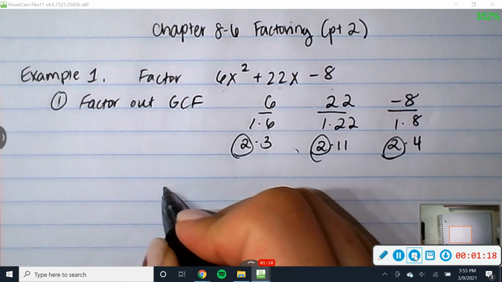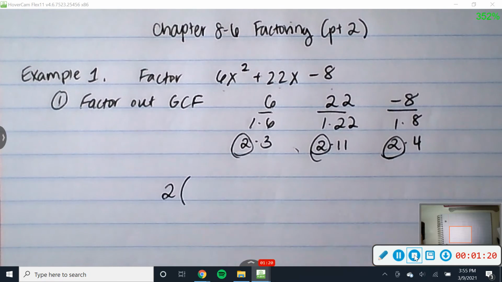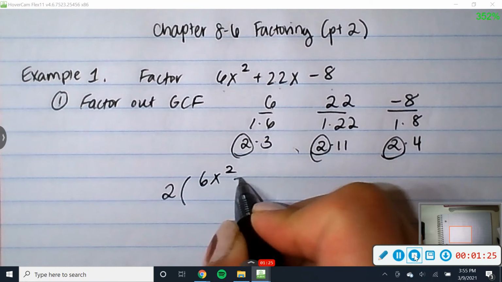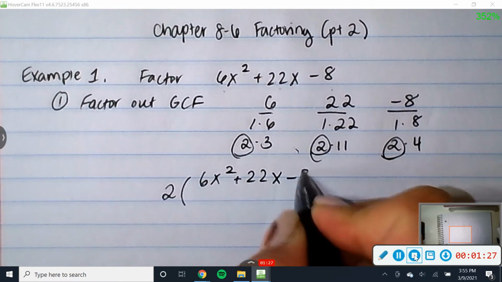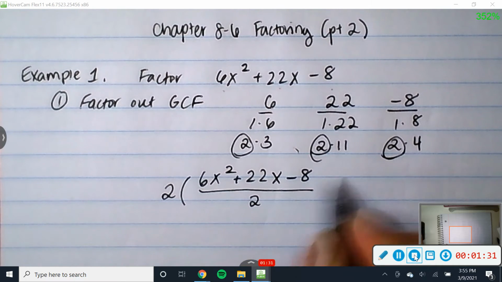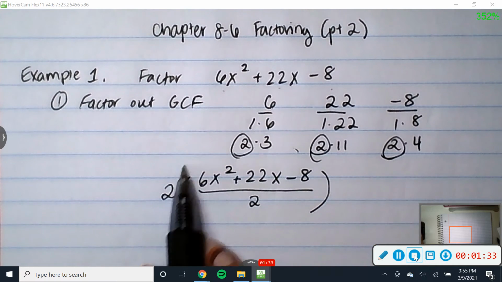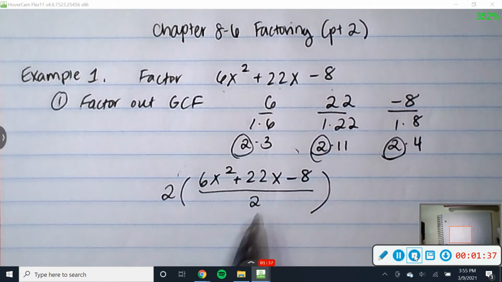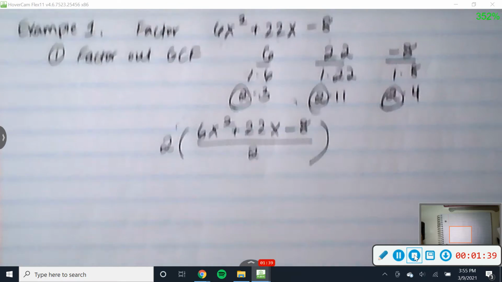So what we need to do is we need to factor it out. I'm going to write it on the outside of my parentheses. On top, write the original polynomial, and then divide it by the GCF. So again, GCF on the outside, original polynomial divided by the GCF. Now we just need to simplify it.